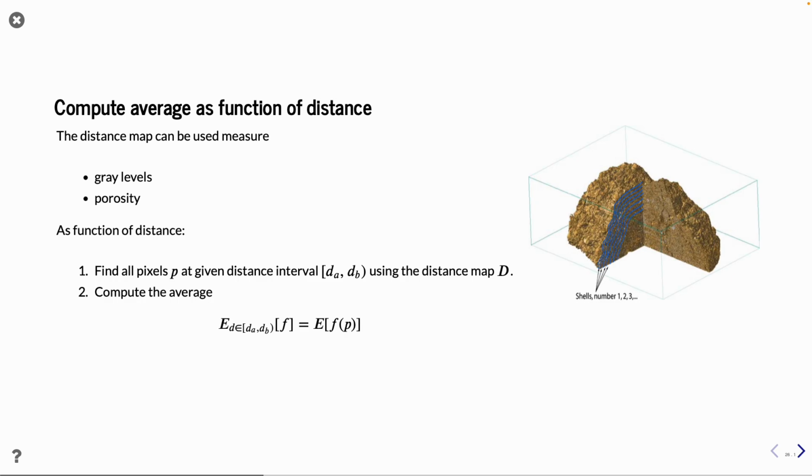Another useful method is to use the distance transform to compute averages as a function of the distance. In principle, you're going to have iso shells with the same distance, and then you want to compute gray levels, porosity, or something like that. Then you find all the pixels at a given distance, and you compute some kind of average from that. It's like peeling off shells of an onion, and you measure each individually.